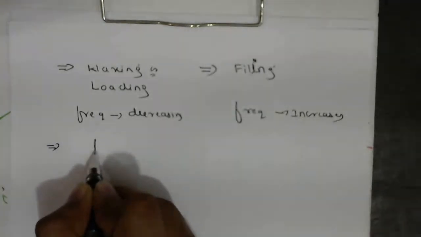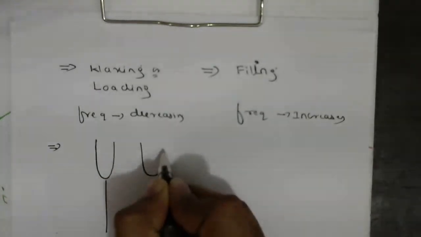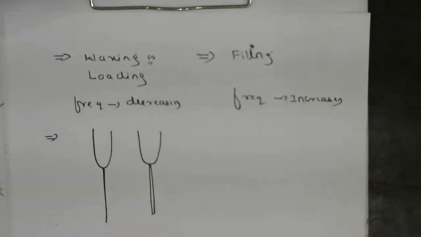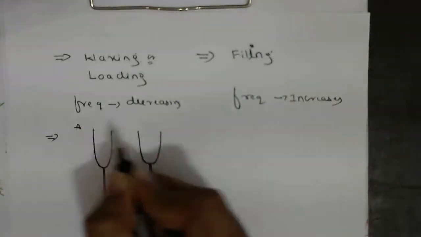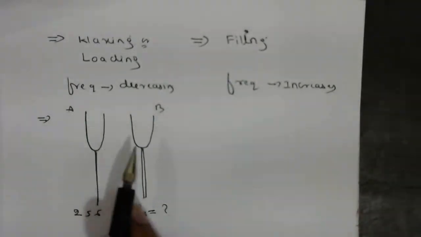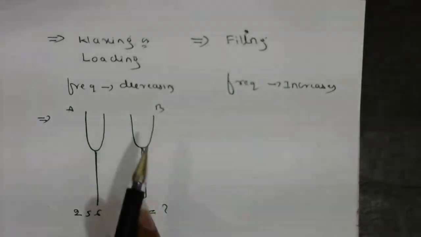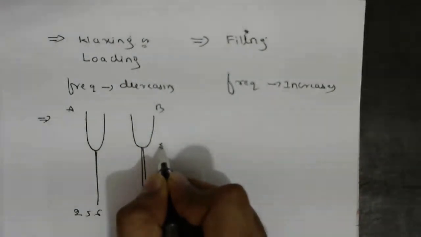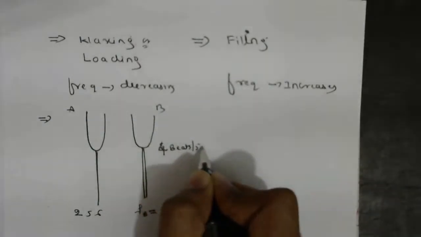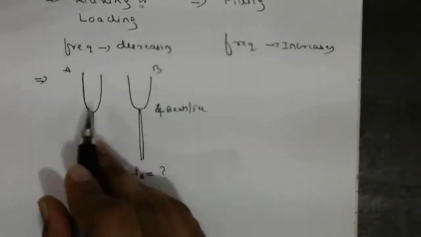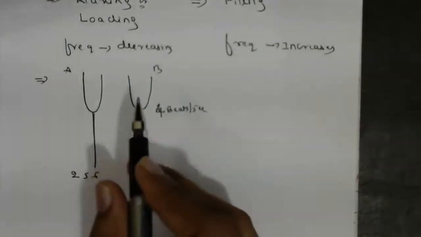One tuning fork is there here, two tuning forks I'll take. One is of unknown frequency. What is the use of beats? To calculate the unknown frequency, we'll use this beat phenomenon. This is tuning fork A, tuning fork B. Frequency of tuning fork A is 256. The frequency of B is unknown, we are going to calculate it. When these two tuning forks are sounded together, the beat frequency is 4 beats per second. Then calculate the unknown frequency.